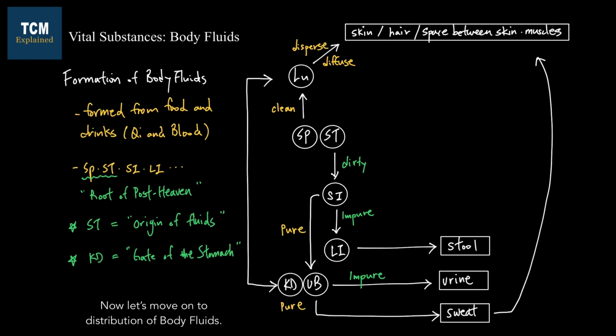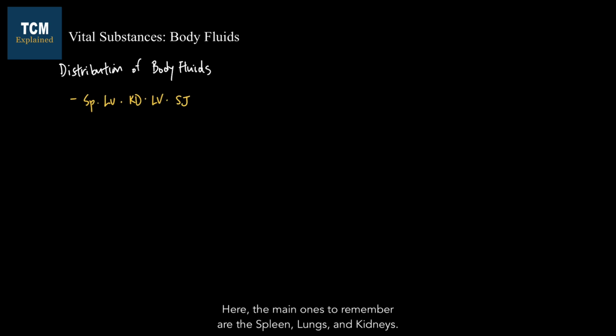Now let's move on to distribution of body fluids. Distribution of body fluids involves the spleen, lungs, kidneys, liver, and triple burner. Here the main ones to remember are the spleen, lungs, and kidneys. The spleen governs transformation and transportation. The spleen is the first organ that is responsible for transforming and transporting fluids. The spleen qi ascends fluids up to the lungs, and the stomach qi descends fluids down to the small intestine.